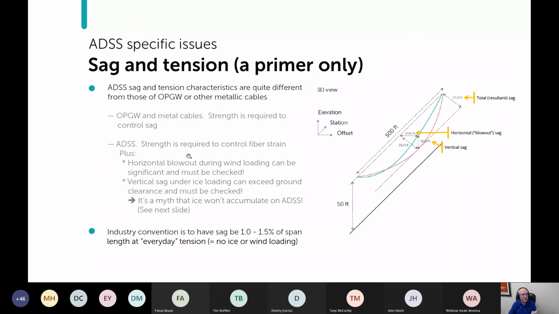So strength to control sag, strength to control fiber strain for ADSS. Now, some people may say to you, well, you don't have to worry about ice loading on ADSS, and we'll talk about it on the next slide. And before I leave this slide, I just want to comment that the convention in the industry is for ADSS sag to be 1 to 1.5% of span length at everyday condition. If I had a 500-foot span, I'm saying the sag should be 5 feet to 7.5 feet. Everyday tension, so no ice or wind loading.